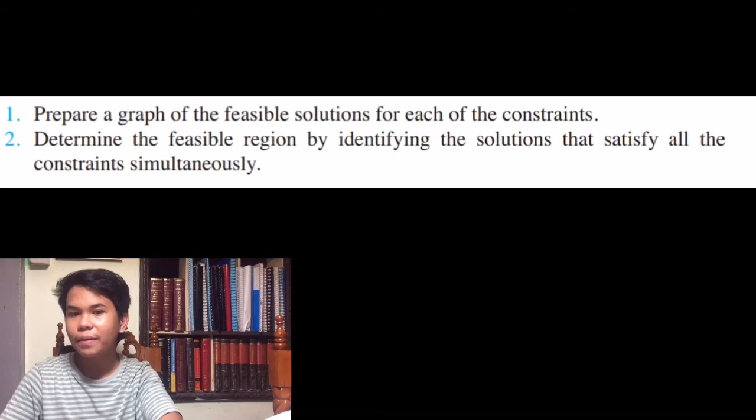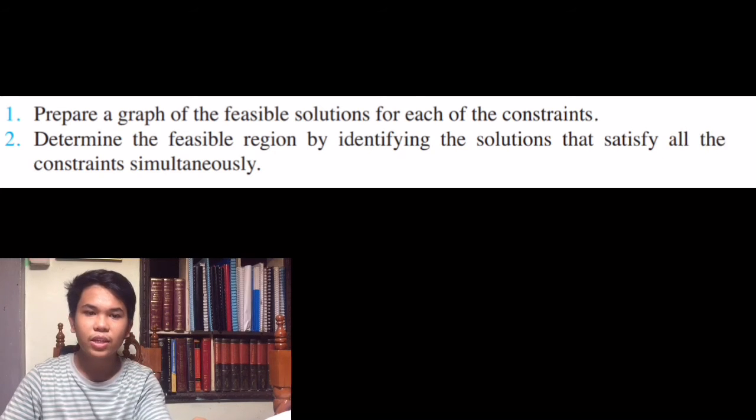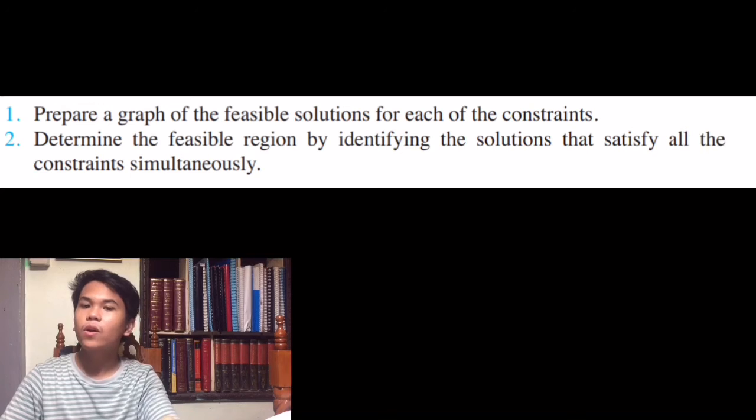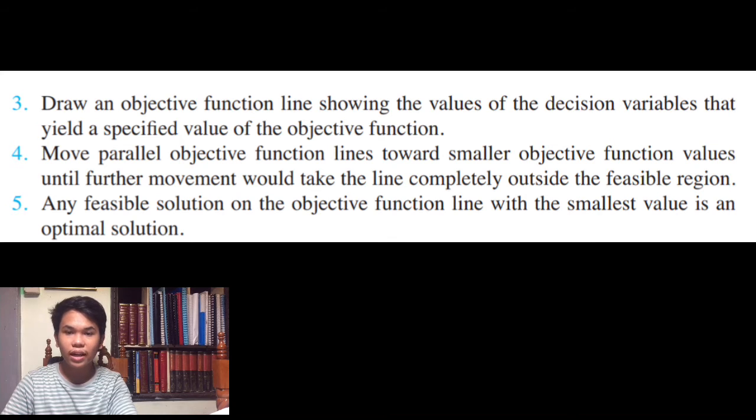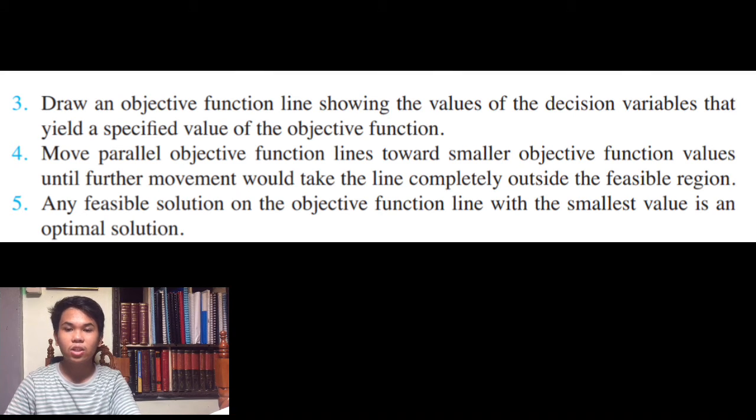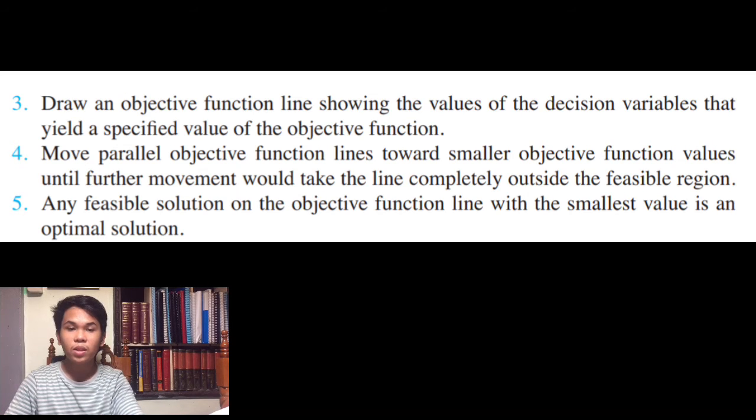The following are the steps in the graphical solution process for a minimization problem. Number 1. Make a graph of all the possible solutions to each constraint. Number 2. Find the solutions that meet all the restrictions at the same time to determine the feasible region. Number 3. Draw an objective function line that depicts the values of the decision variables that result in the given objective function value. Number 4. Continue moving parallel objective function lines towards lower objective function values until the line reaches the edge of the feasible region. And number 5. An optimal solution is any feasible solution on the objective function line with the least value.